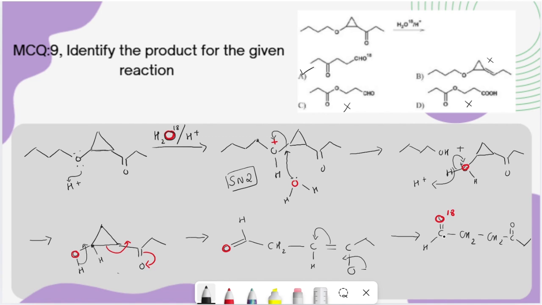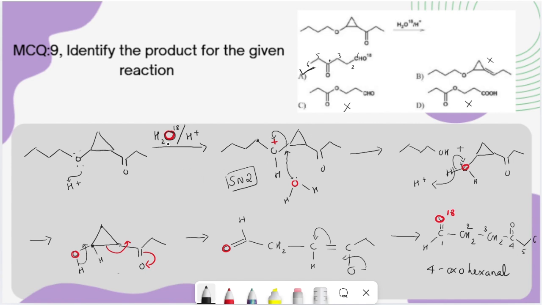Let's give the IUPAC name also. See here, we have an aldehyde and ketone. Aldehyde gets the higher priority. So 1, 2, 3, 4, 5, 6. At the 4th position, we have a keto, or you can call it oxo. 4-oxo and 6 carbons, so hexanal. So let's verify this. 1, 2, 3, 4, 5, 6. Yeah, 4-oxohexanal. Therefore the right option is option A.